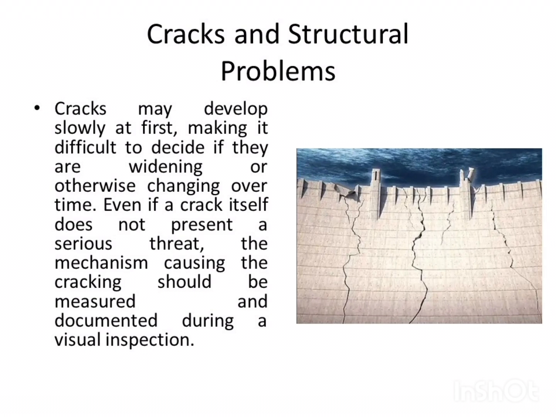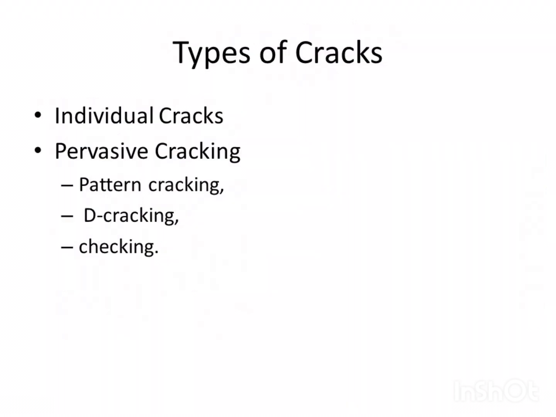So dams encounter cracks and structural problems. Cracks may develop slowly at first, making it difficult to decide if they are widening or otherwise changing over time. Even if a crack itself does not present a serious threat, the mechanism causing the cracking should be measured and documented during visual inspections. Cracks are usually minor to major and require various types of methodologies to treat. Let us study what the types of cracks are.